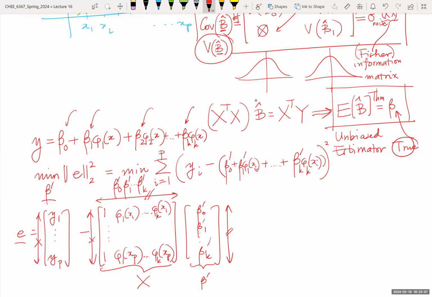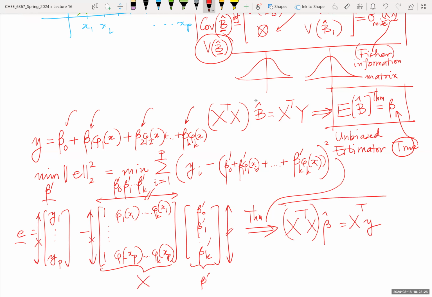And how do you minimize the sum of the squared errors? There is a theorem that says exactly the same. X transpose X beta hat is equal to X transpose Y. That's how you estimate the parameters. And the variance of the estimators, same way as before. It's this. And you may say, well, I don't know the variance of noise. Well, there are ways to estimate it from the data. I'll tell you in a second.